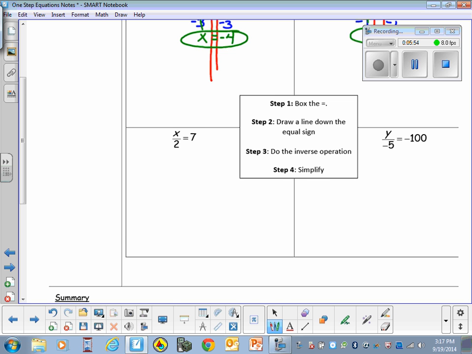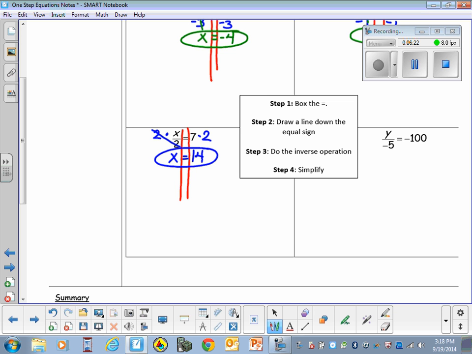Our next example is a division problem. The fraction bar is another way of showing division. The inverse of dividing by 2 is multiplying by 2. 2 divided by 2 is 1, leaving me with x. 7 times 2 is 14.